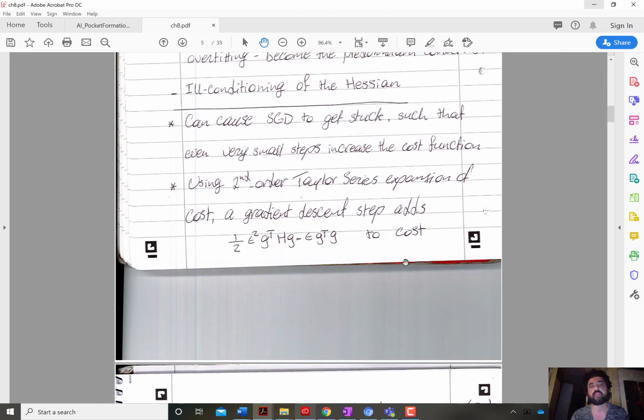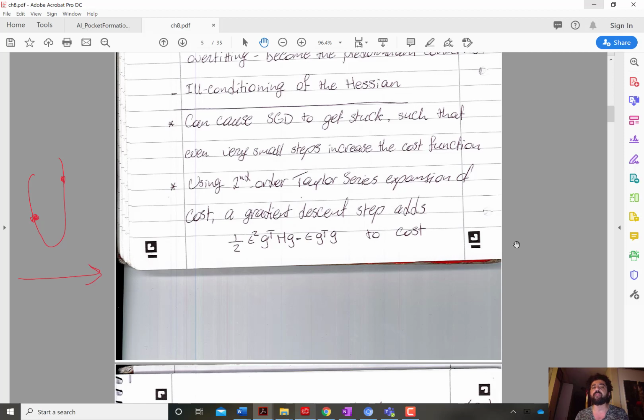So even for stochastic gradient descent, that phenomenon that I just explained can happen. Even the gradient here can tell me to go in that direction. If I go by a large step, then I could end up increasing the cost. Why is this phenomenon happening?